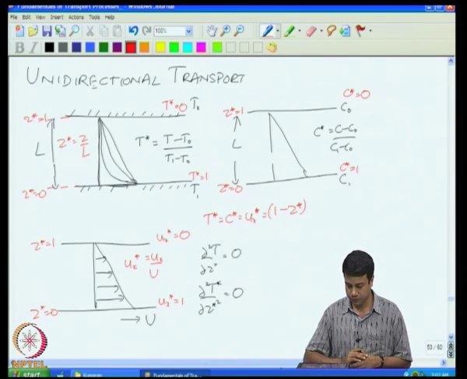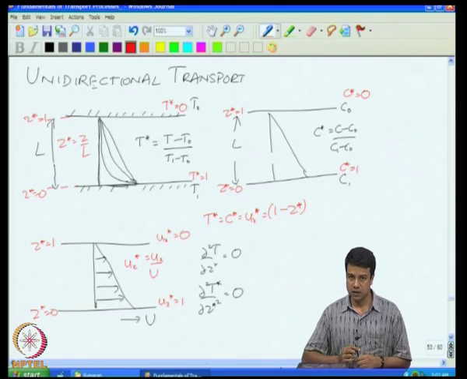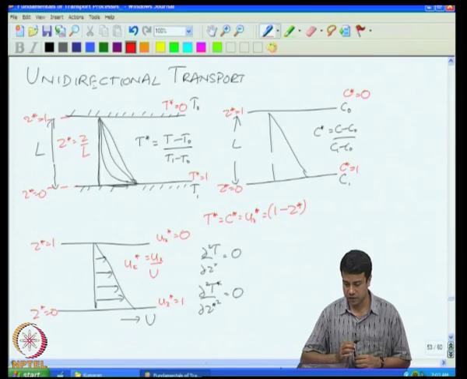So, I derived for you the conservation equations for unidirectional transport, mass, momentum and energy. They all have identical forms. In the case of mass conservation, you have the mass diffusion coefficient. In the case of energy conservation, there is the thermal diffusivity alpha. Momentum conservation, there is the kinematic viscosity or the momentum diffusivity, which is the ratio of viscosity and density. Once expressed in this form, all three equations have identical forms.